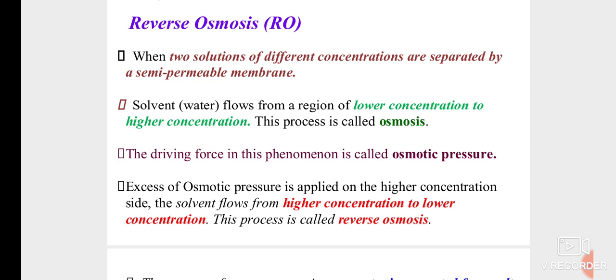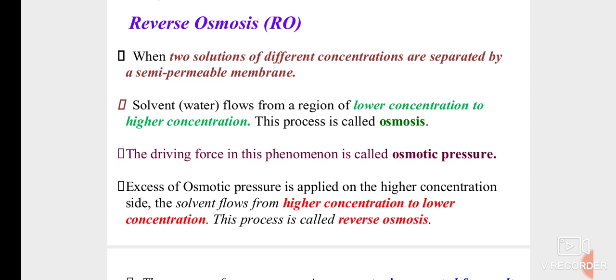Semi-permeable membrane means it absorbs the unwanted impurities and salt content in the water. That is called the semi-permeable membrane. I will give examples of semi-permeable membranes later in this topic. So before going to reverse osmosis, first we need to know the meaning of osmosis. The solvent is generally water. Generally, water flows from a region of lower concentration to higher concentration, and that is called osmosis. So the solvent flows from lower concentration to higher concentration.